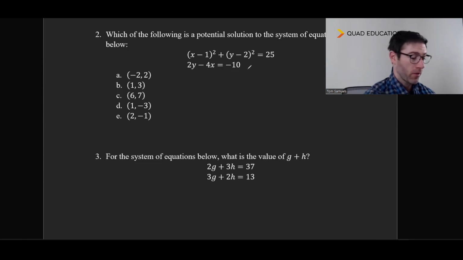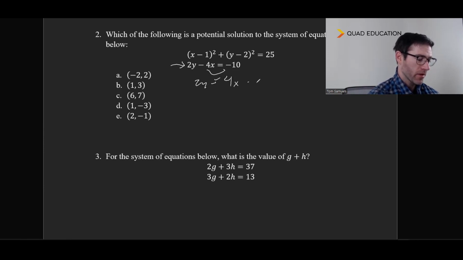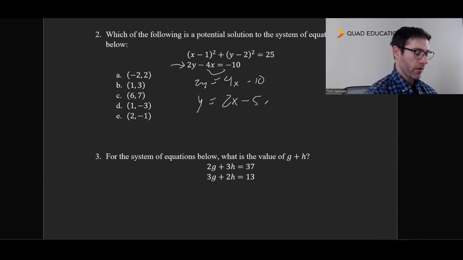So the first thing that we're going to want to do is turn this bottom equation into something that I can work with, because currently I just have this standard form linear equation. I want to go to more of a y equals mx plus b form. So I'll put the 4x over there, and I'll have 2y equals 4x minus 10, and then I'll probably just divide by 2 so that I don't have this 2y value. So that's just going to be y equals 2x minus 5.